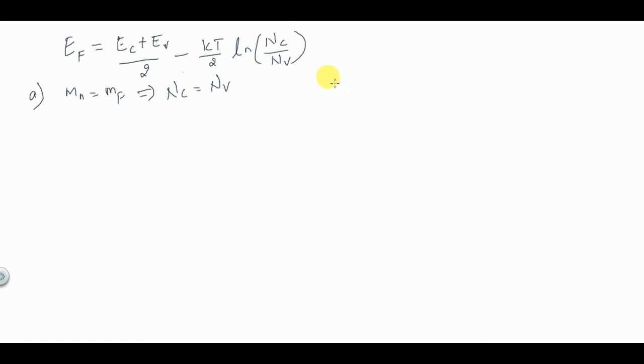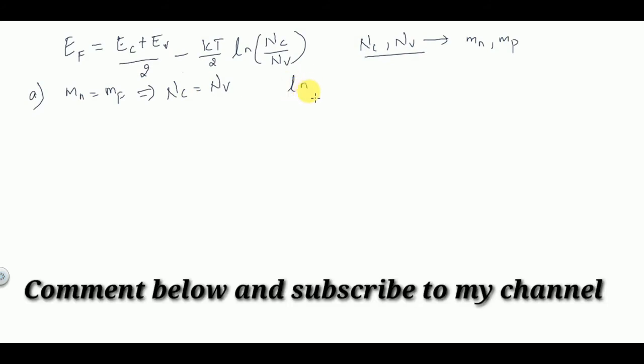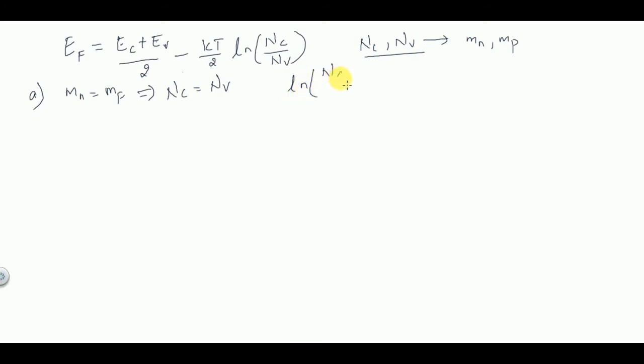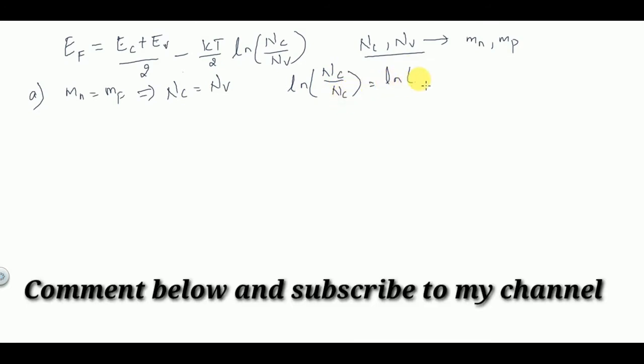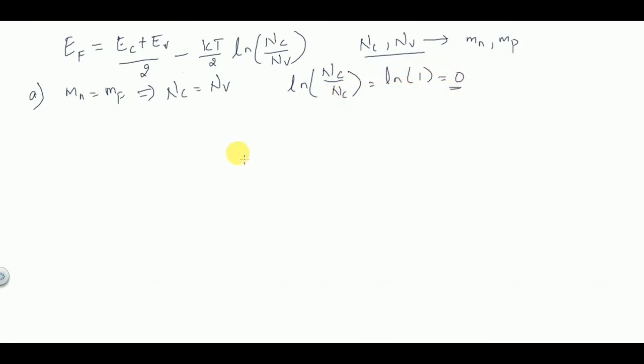In effective mass concept, I have explained to you about Nc and Nv. Only difference between Nc and Nv is, in their formulas we have mn and mp respectively. So if mn is equal to mp, then Nc becomes Nv. So when Nc is equal to Nv, then natural logarithm of Nc by Nv becomes ln of 1, which is equal to 0. So when this becomes 0, then the value of Ef, that is Fermi energy level, is (Ec plus Ev) by 2.